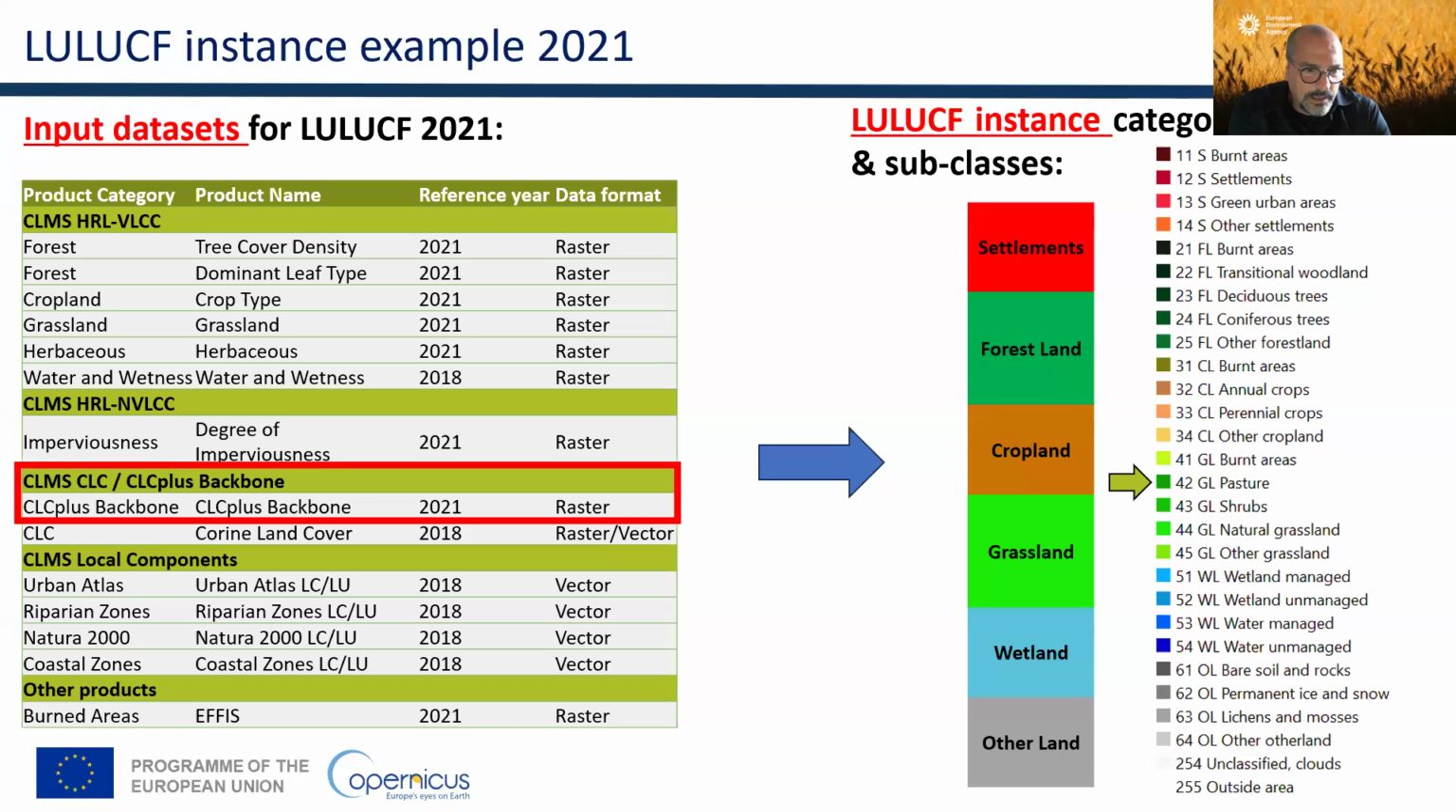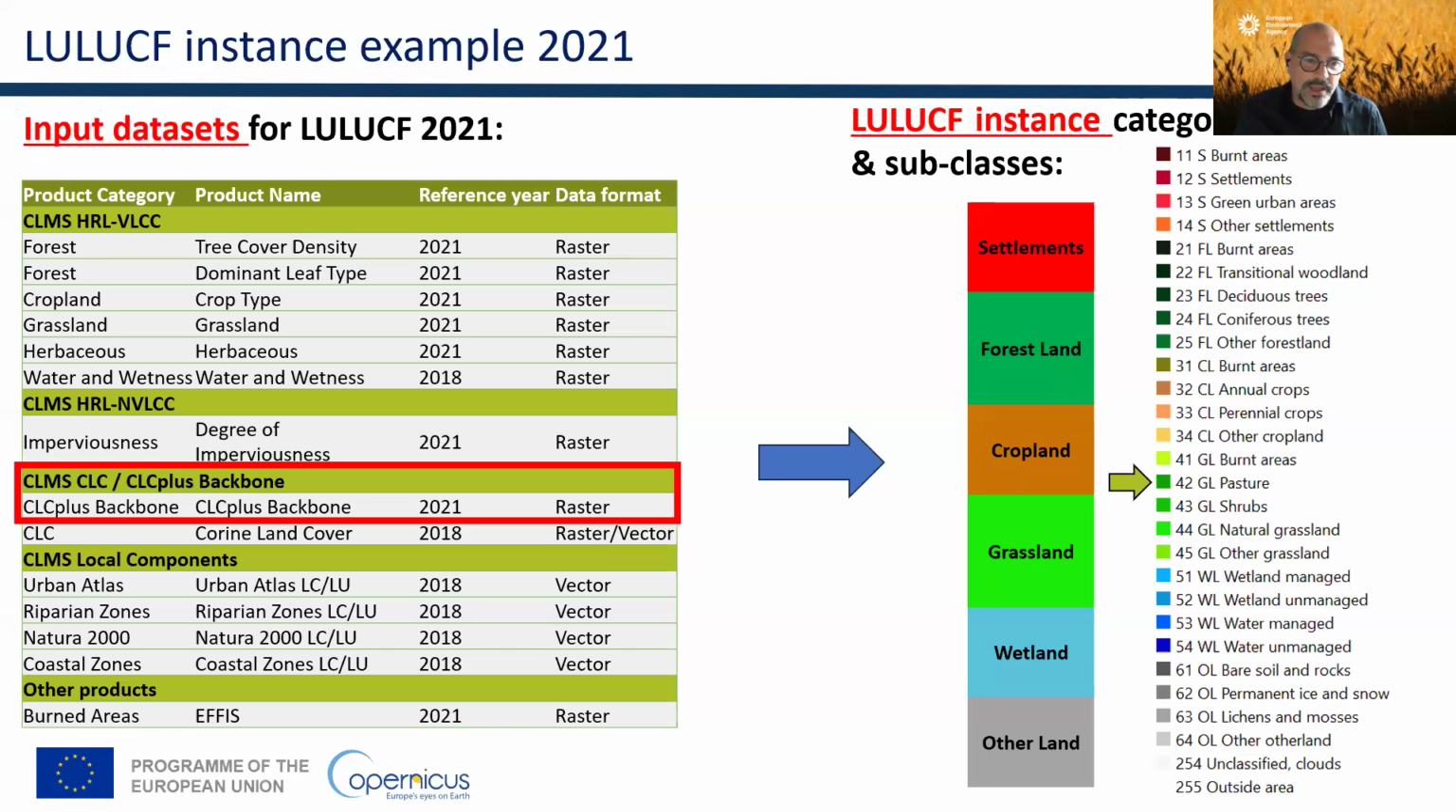So a lot of data goes in that's listed on the left side. I highlighted in red the backbone data, which is the most important data set. All of this is inputted into the CLCplus core. We call that process ingestion, and harmonization is done to one common nomenclature that we use in that system, which is called Eagle.